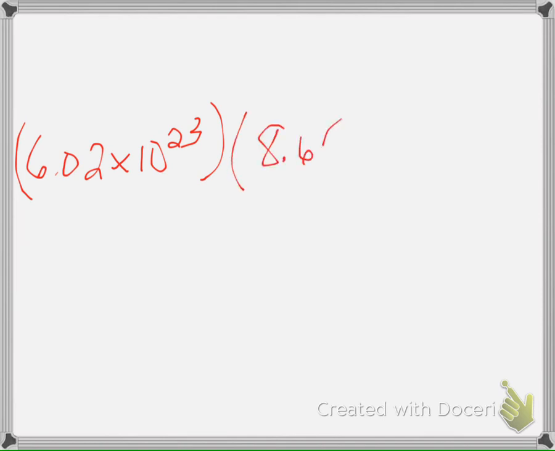So look at this number, 6.02 times 10 to the 23rd. It's a very big number. Okay, and let's multiply that by 8.65 times 10 to the 4th. So the first thing we want to do here is multiply these two numbers. So let's do that real quick. Pause the video.